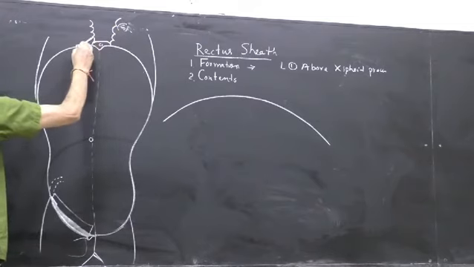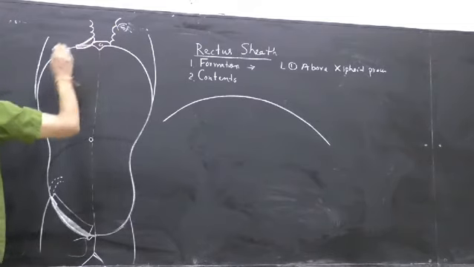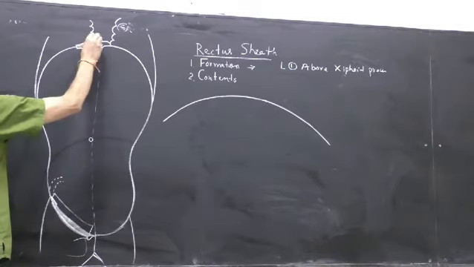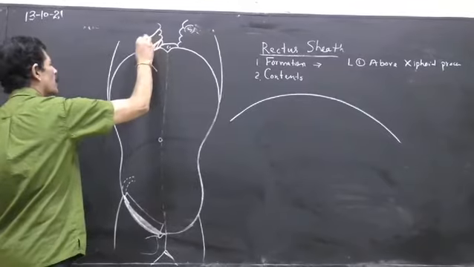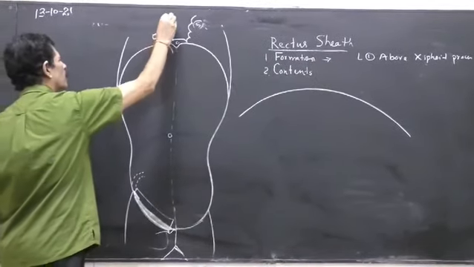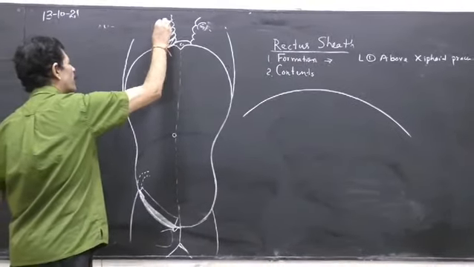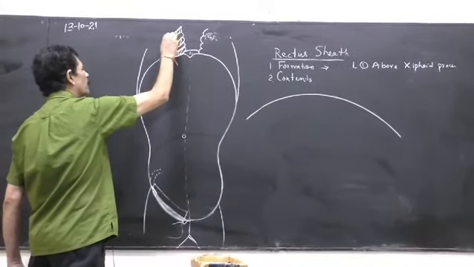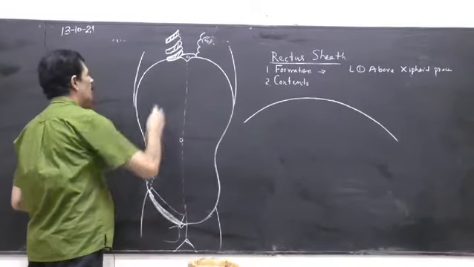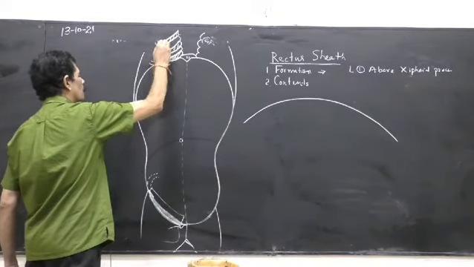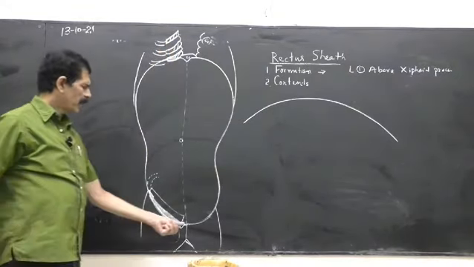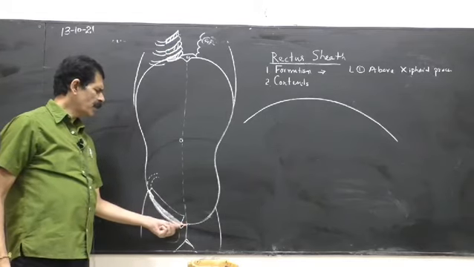Seventh costal cartilage, the sixth, and this is the fifth. And this is the pubic crest, that is from the pubic symphysis to the pubic tubercle.